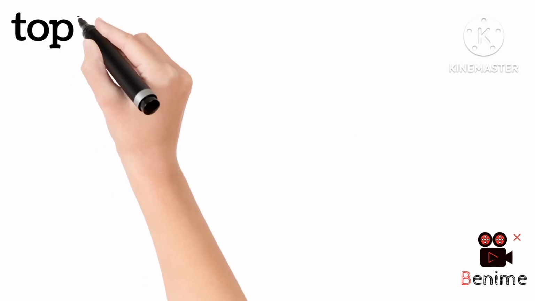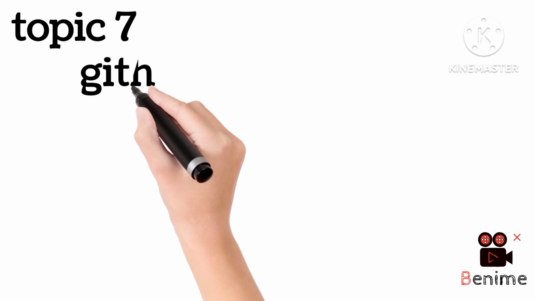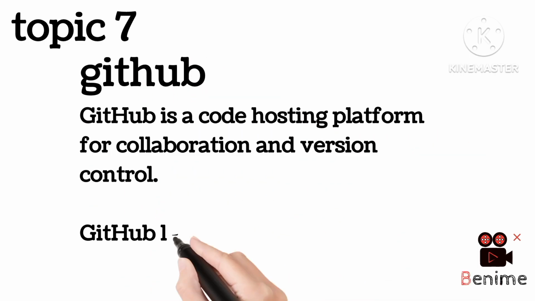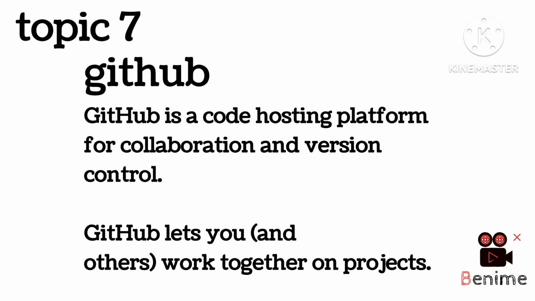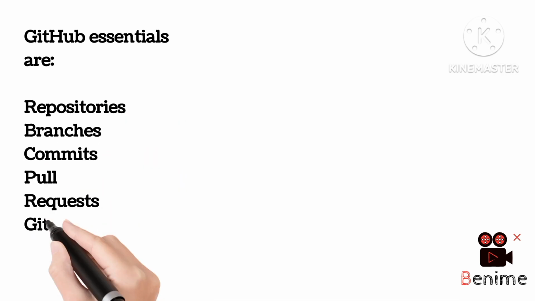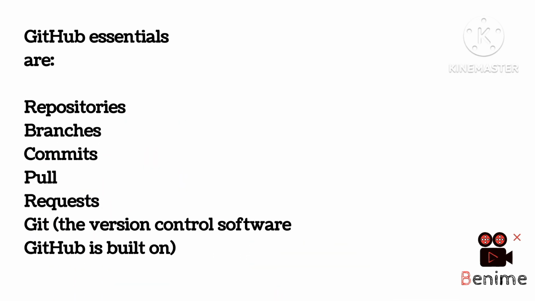Heading towards the next topic, which is our topic number 7, GitHub. GitHub is a code hosting platform for collaboration and version control. GitHub lets you and others work together on projects. GitHub essentials are repositories, branches, commits, and pull requests. Git is the version control software GitHub is built on.